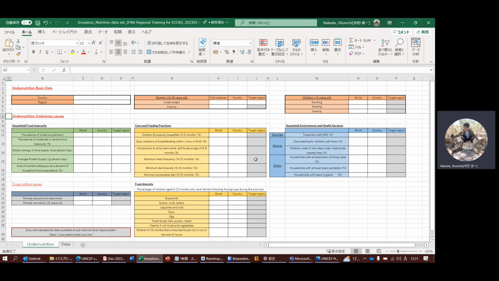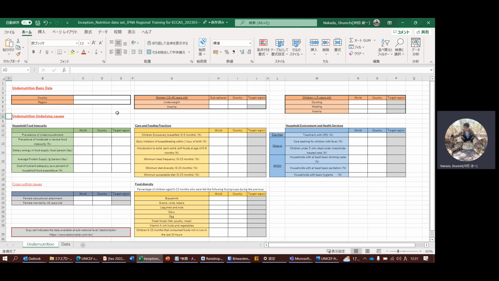In this video, I'm going to explain how to fill the data for the inception report. First of all, I'm going to explain why we need this data set and how we formulated this structure. The reason I request all of you to fill this data set is to discuss project design based on scientific data.